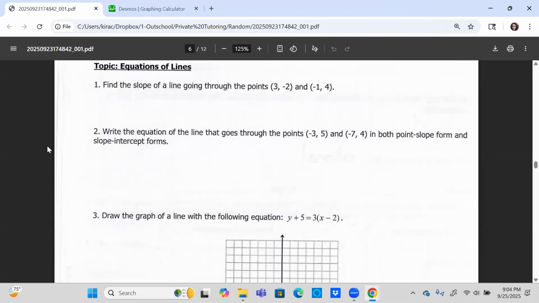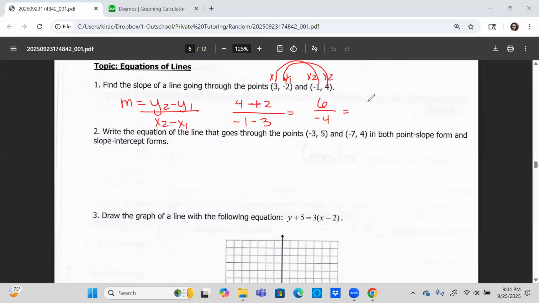Find the slope of the line. You need to know your slope formula: second y minus first y over second x minus first x. x1, y1, x2, y2. So that's going to be 4 minus -2. Sometimes I draw a backward arrow. -1 minus 3. This turns to a plus. So this gives us 6 over -4, which is 3 over -2. I like to write the negative on top. It doesn't matter.